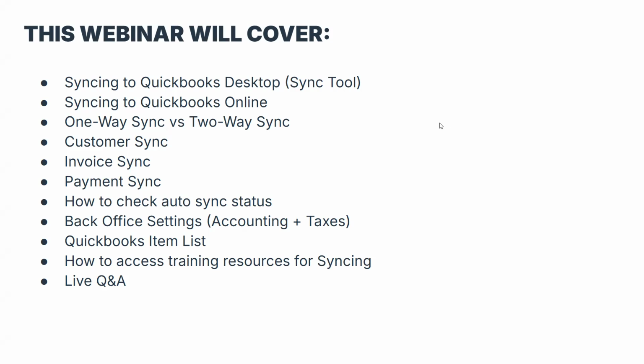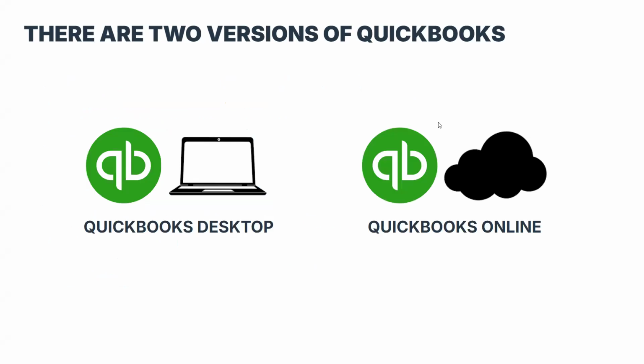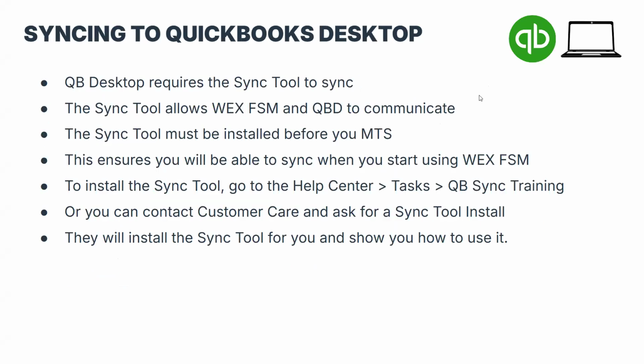answered live on stream. And the first topic that we will talk about is there are two versions of QuickBooks. We have QuickBooks Desktop and QuickBooks Online. And while they both sync, they do have specifics about each one in the way that they sync. If you're syncing to QuickBooks Desktop, that requires a sync tool. It's an application that you will download to your computer that has the main QuickBooks Desktop file on it, and that is what you will use to sync.